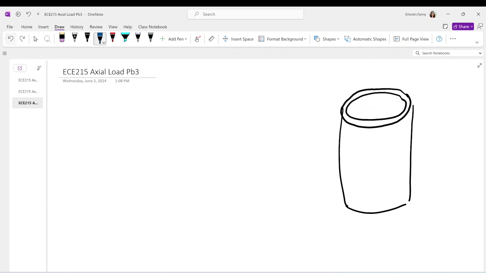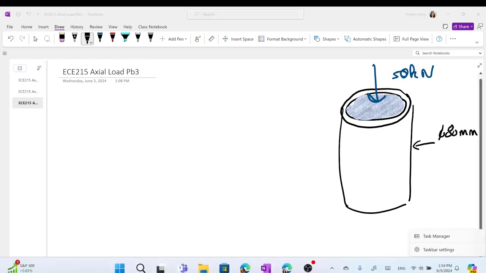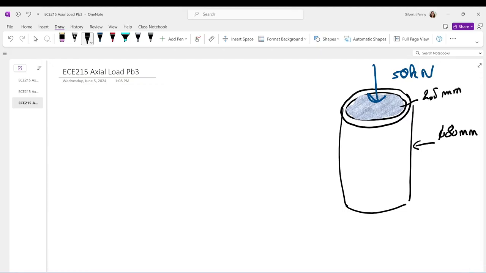Oh no, what's happened? Where's my concrete? Here we go. We apply a force on the top of 50 kilonewton, and we know the different dimensions. We know that the diameter outside here is 80 millimeter. We know that the thickness is 2.5 millimeter. We know that this one is steel, and this one is concrete.